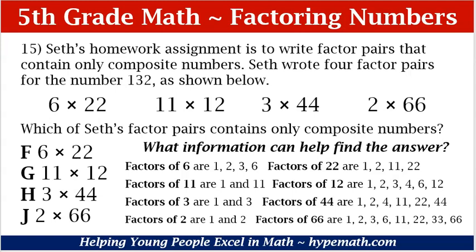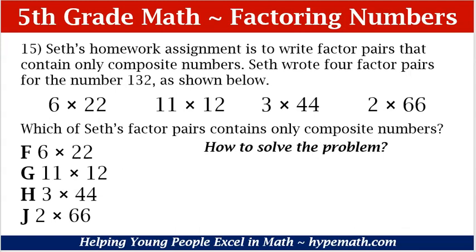Answer choice H is 3 times 44. The factors of 3 are 1 and 3. The factors of 44 are 1, 2, 4, 11, 22, 44. And J, we have 2 times 66. The factors of 2 are 1 and 2. The factors of 66 are 1, 2, 3, 6, 11, 22, 33, 66. This is the information that can help us find the answer. How do we solve the problem?